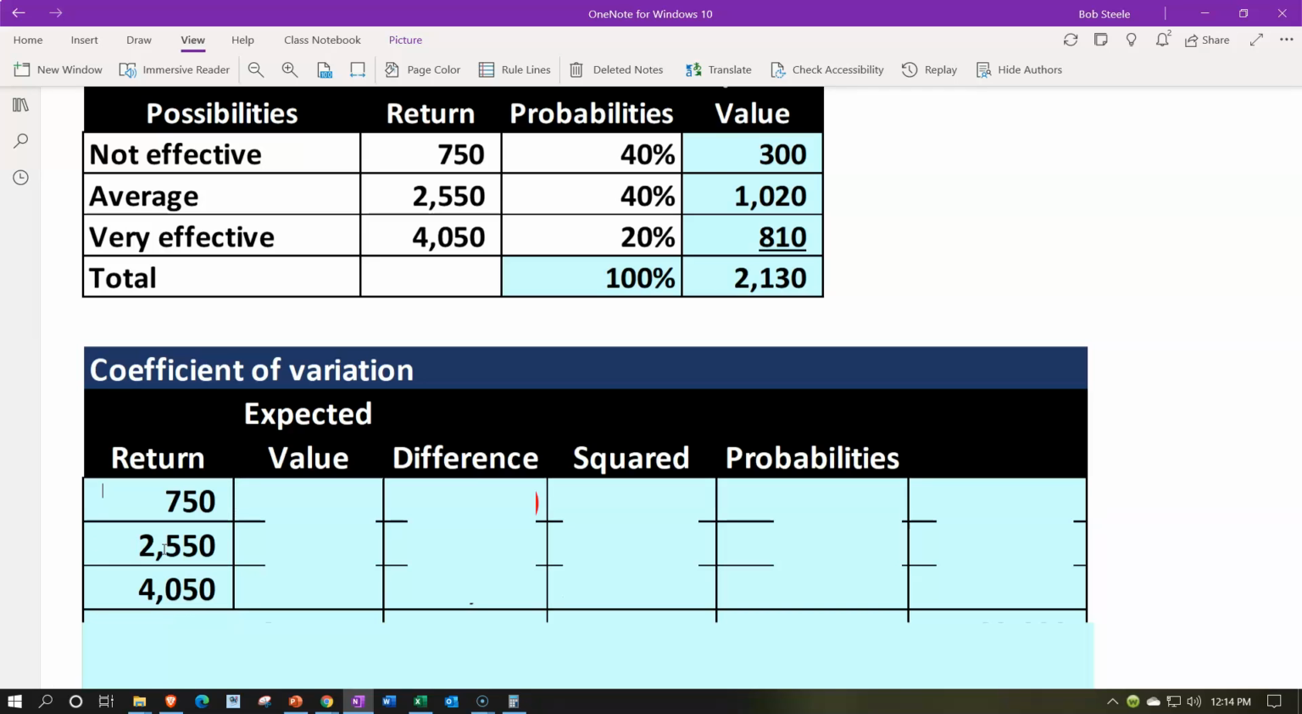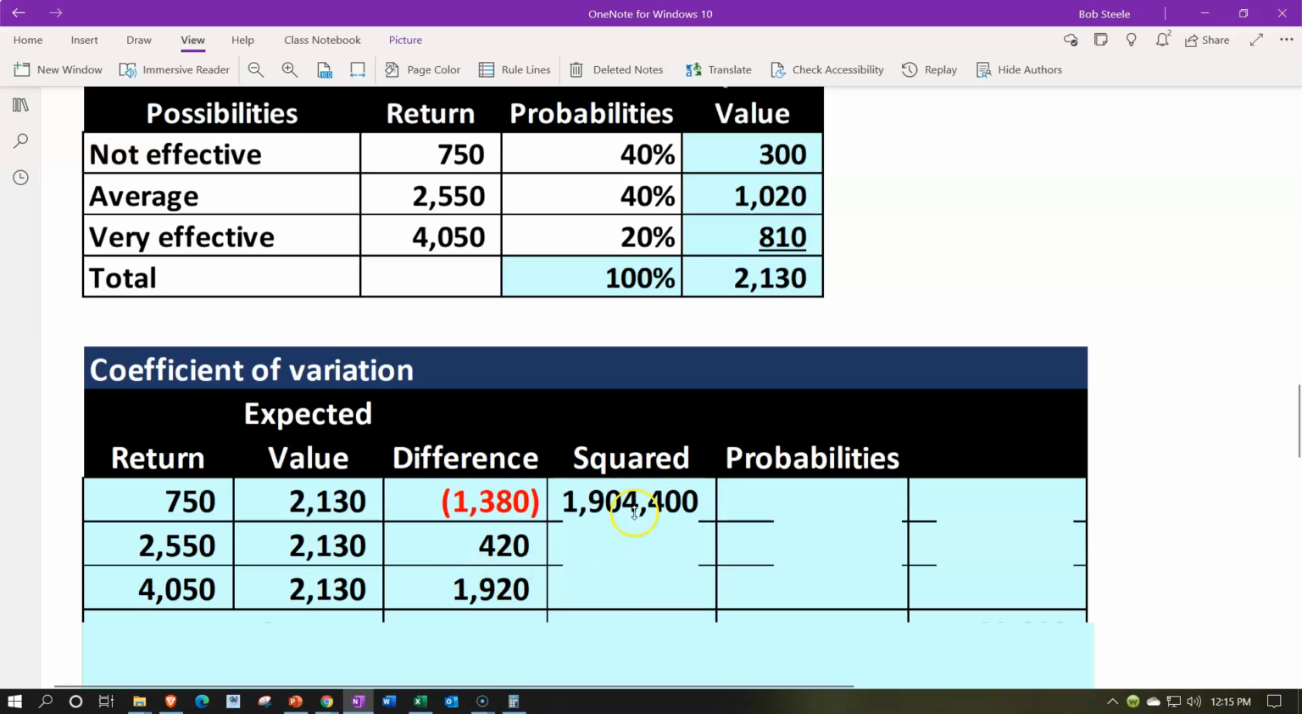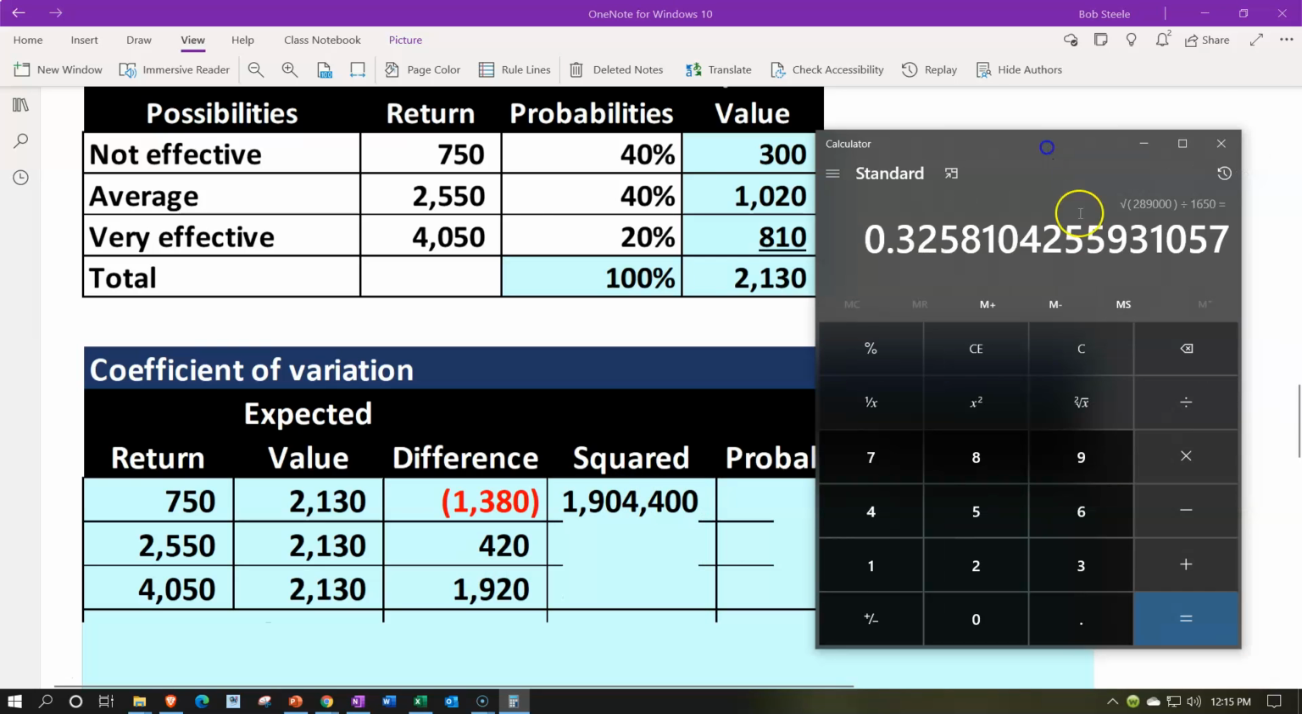Patience, patience. We have the 750 and then the 2550, the 4050. The expected value is going to be the 2130. Then the differences: 750 minus the 2130 is the negative 1380. 2550 minus the 2130 is the 420, and the 4050 minus the 2130 is the 1920. Squaring those items then, let's just do the first one again.